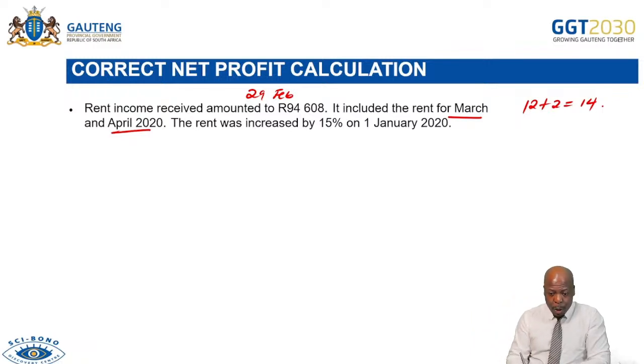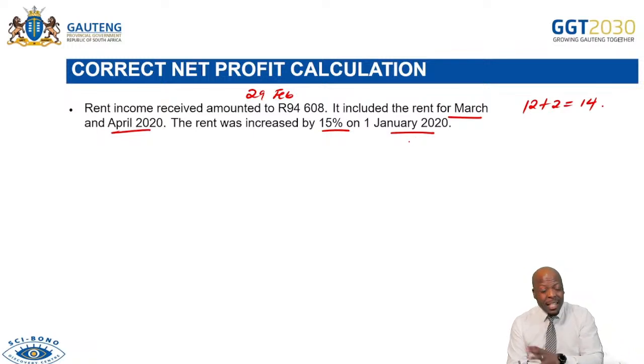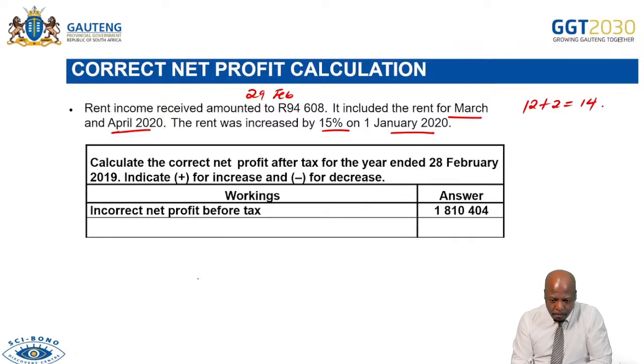All right. Then we're told that the rent was increased by 15%. So the moment your rent increases by 15% on the 1st of January, then we have to be able to check the amounts that did not have an increase and the amounts that had an increase. The simplest way to go about this one, remember, we want to record this over here. All right. So the simplest way to go about this is to simply say, from the beginning of the financial year, when is the beginning? From the 1st of March. All right. From the 1st of March, 2019. That is the beginning of the financial year.